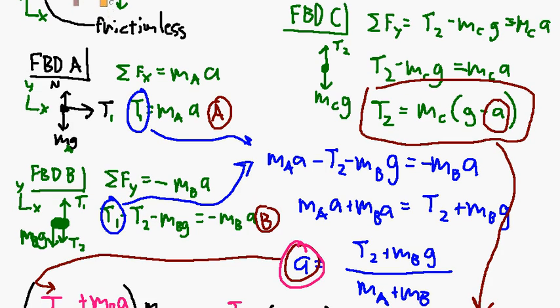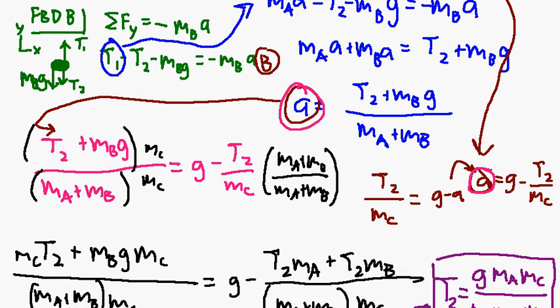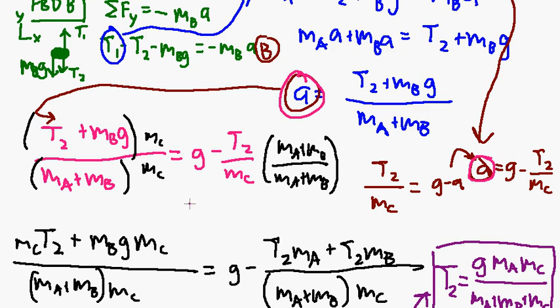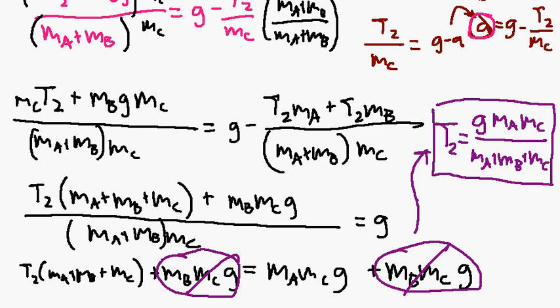So I can say right here. Unfortunately, I don't have any room left because I've used up all of my page. I can't scroll down any further. But we have acceleration equals G minus T2 over MC. Oh, and of course this T2 here, no problem, right? So acceleration equals G minus G MA over MA plus MB plus MC.